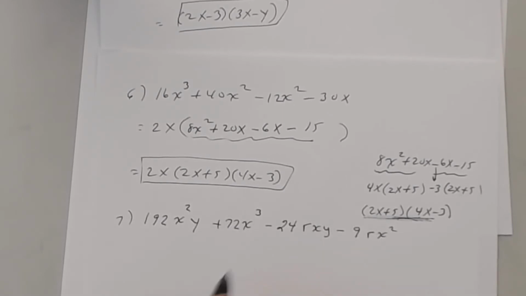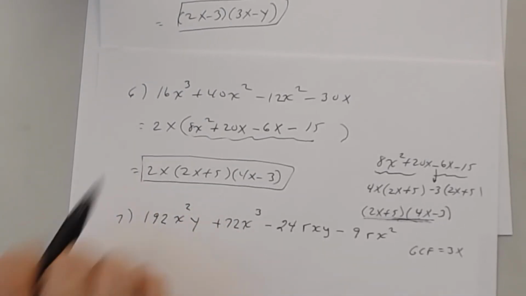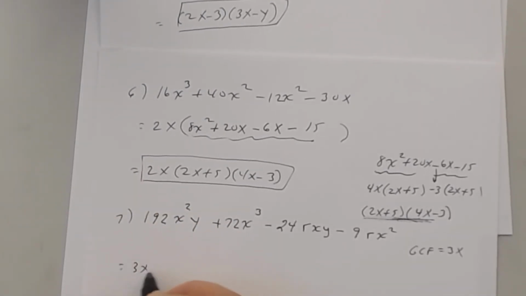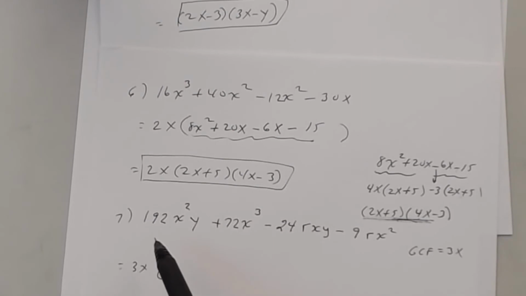So the GCF is 3x. So you're going to, just like we did this one, say 3x times. Now notice I'm using a bracket here, it does not matter. Here I use parentheses, here I use brackets, does not matter. So 3x times what though? 3 times what is 192? Use your calculator. 64? All right.